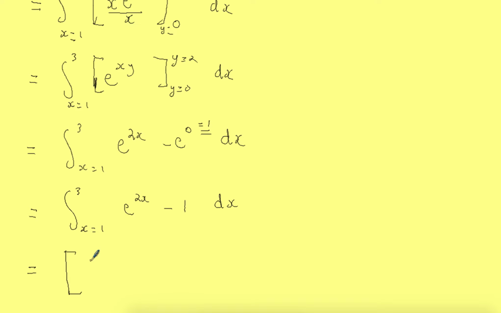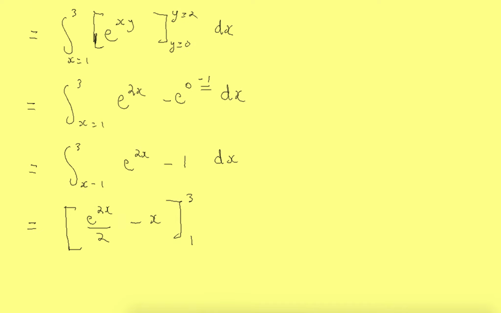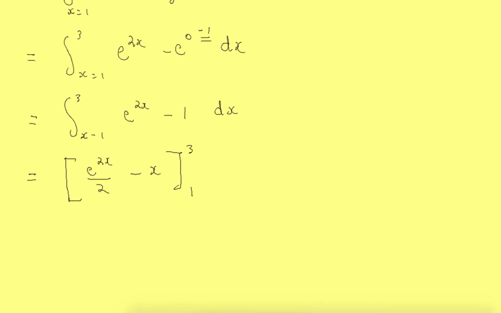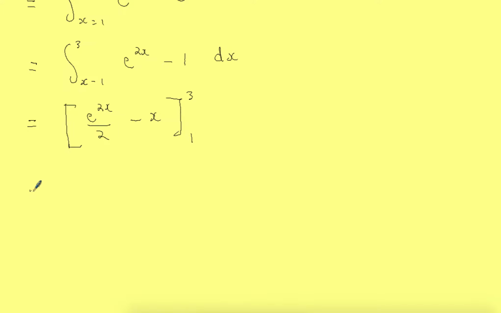So integrate that with respect to x, that just becomes e to the power of 2x over 2, take away x, between 3 and 1. So that just becomes e to the power of 2 times 3 over 2, take away 3, take away e to the power of 2 times 1 over 2, take away 1.